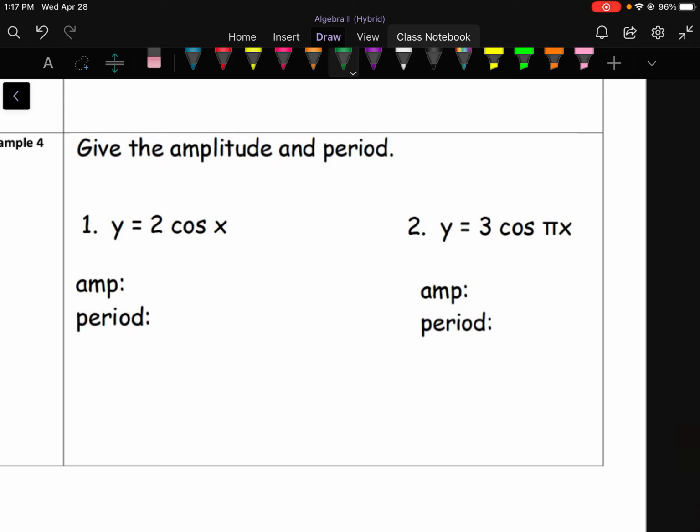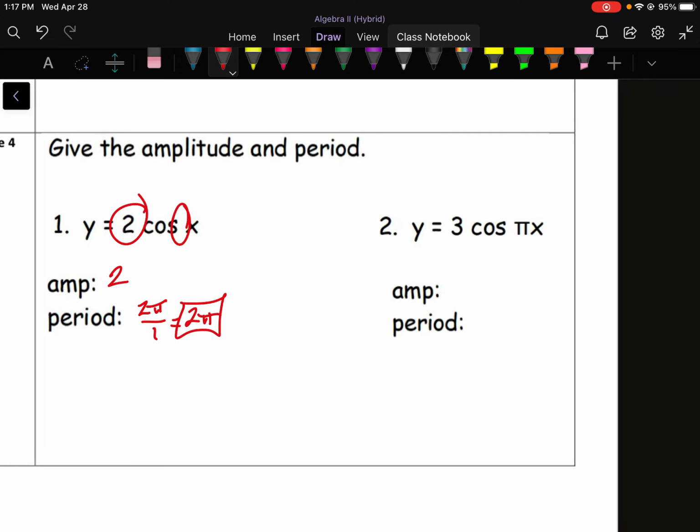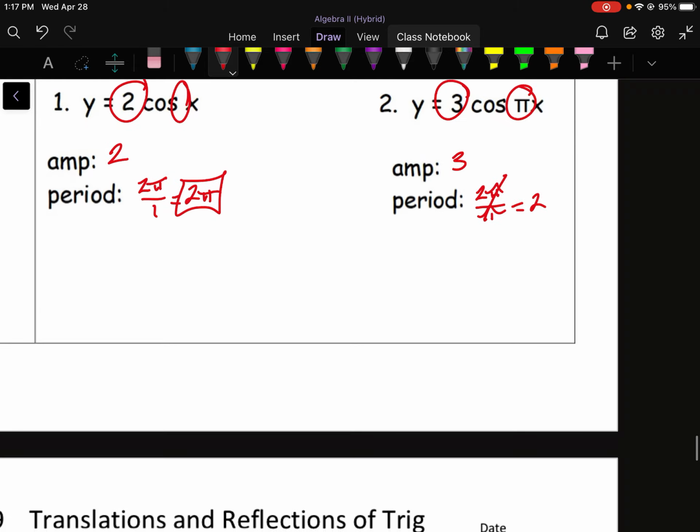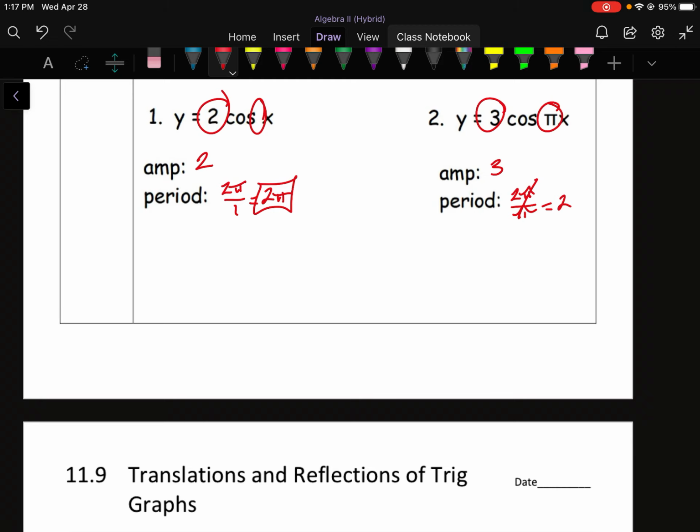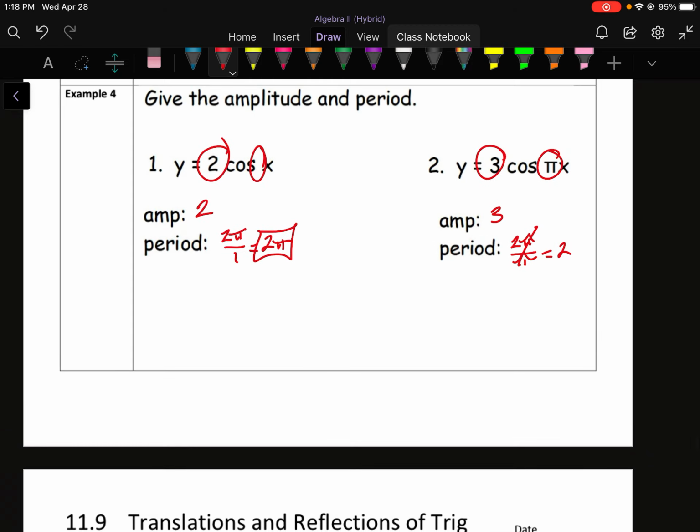And then same thing here with giving the amplitude and period. Nothing changes. Amplitude is a, so it would be 2. Period is 2 pi over your b value. My b value is 1. So for example, the second one here, my amplitude is 3. So I'm going up to 3, down to negative 3. And my period is 2 pi divided by my b value. You simplify, it would be 2. So that takes care of section 3.8, graphing sine and cosine.